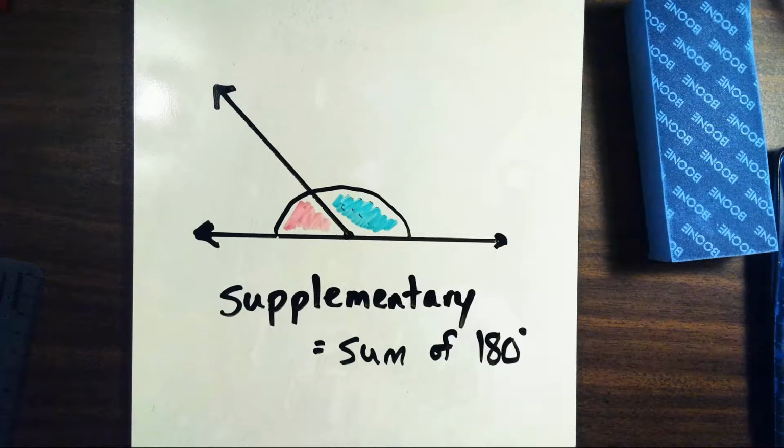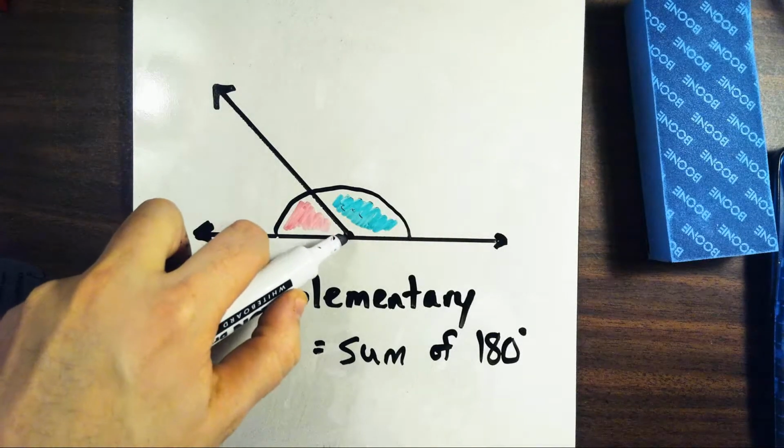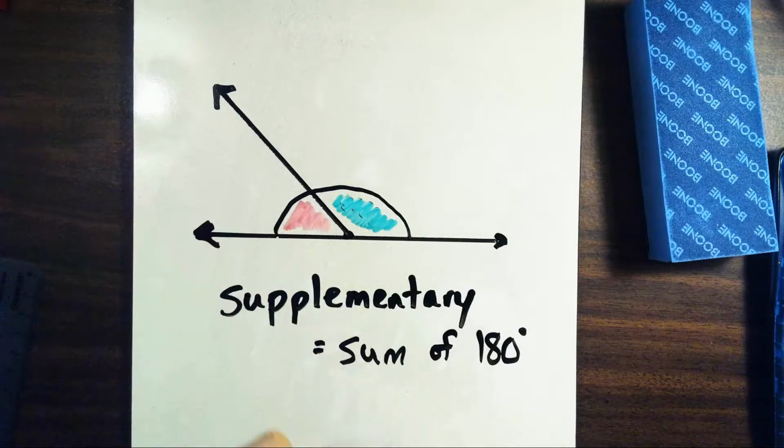In this case, my two supplementary angles are adjacent. They share this same side, this ray right here. And they have a sum of 180 degrees. That's why we call them supplementary angles.